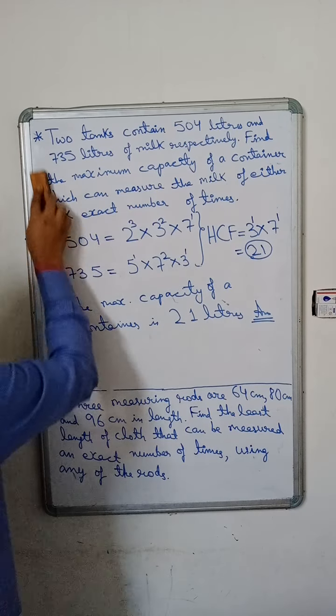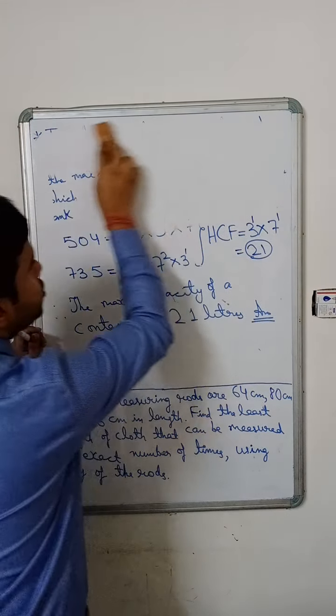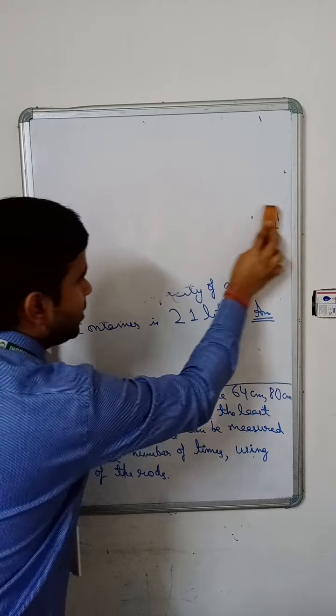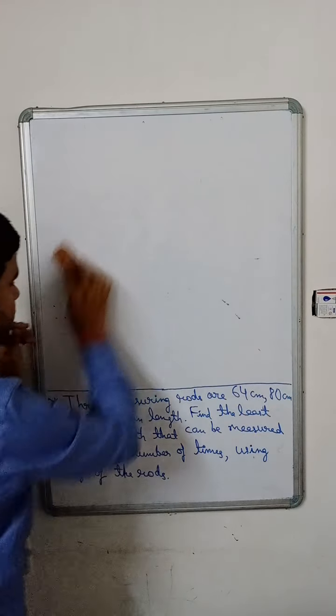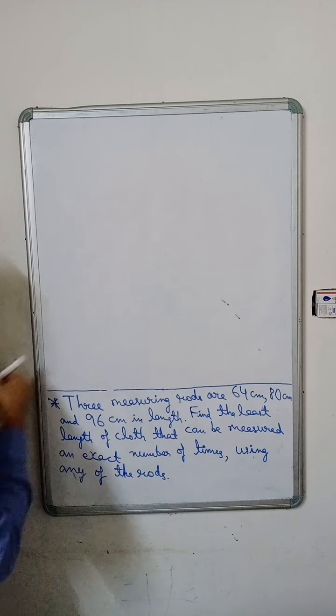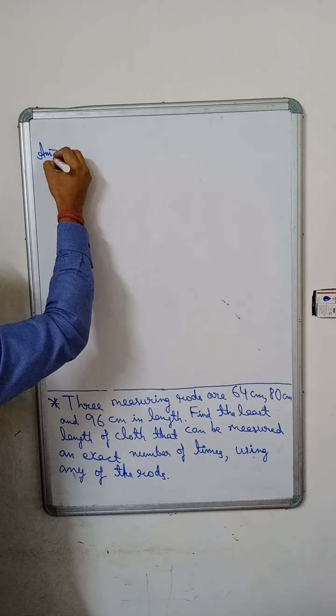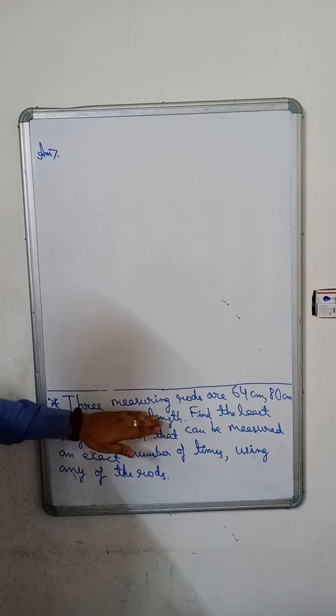Now I'm just erasing this question, and now I'll be solving the second question. I have already written it here, so that we can save time. Now let me read out the question first. See, there are three measuring rods.